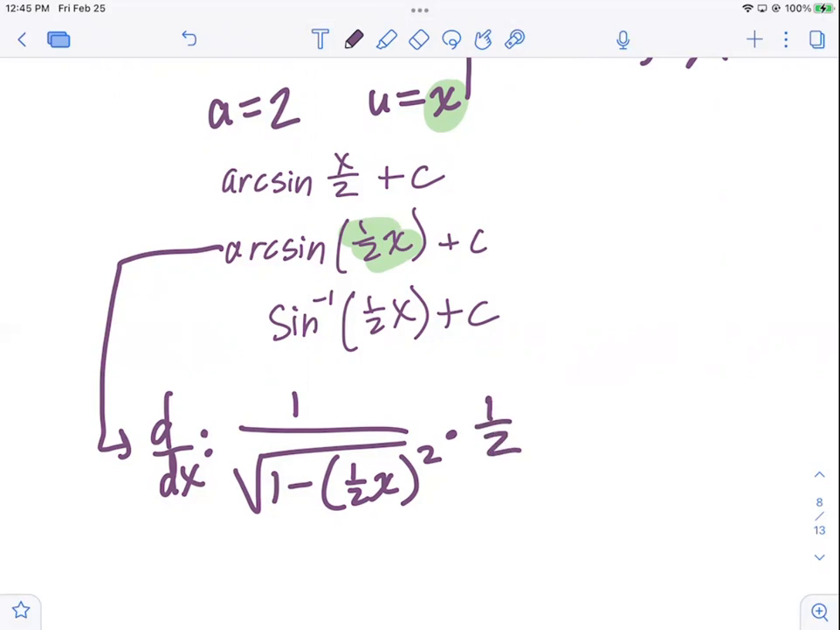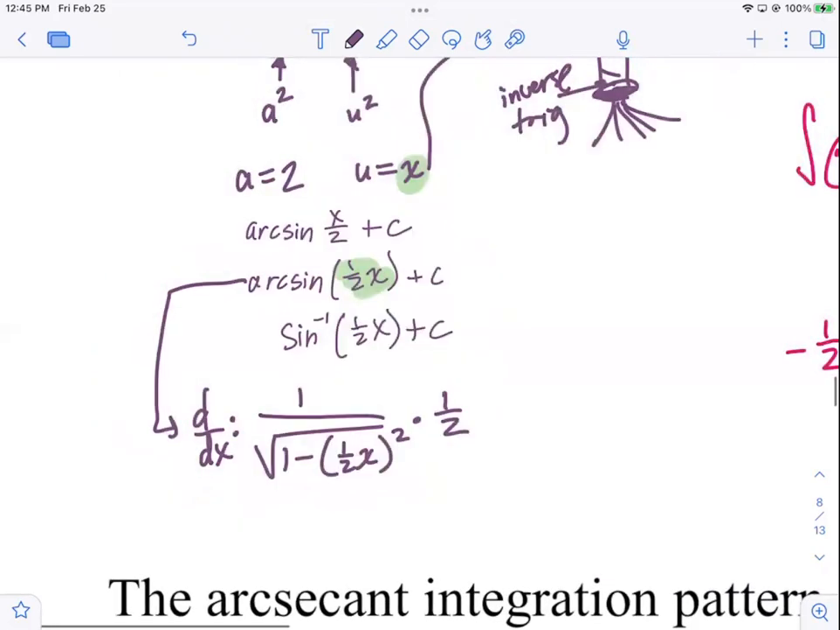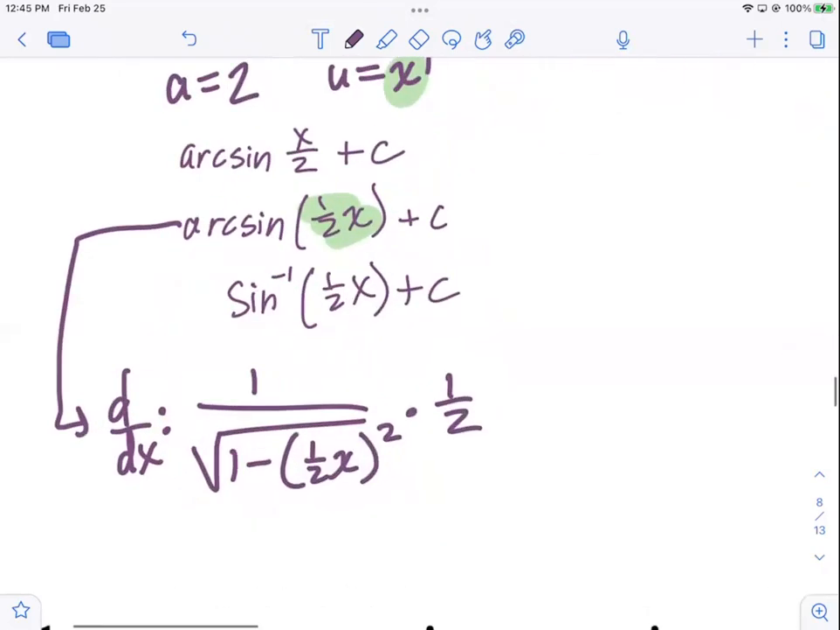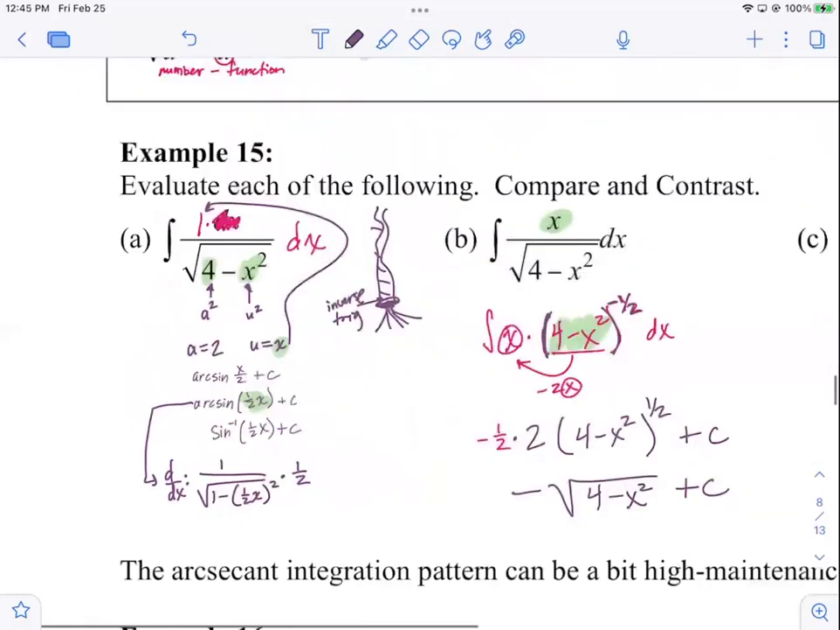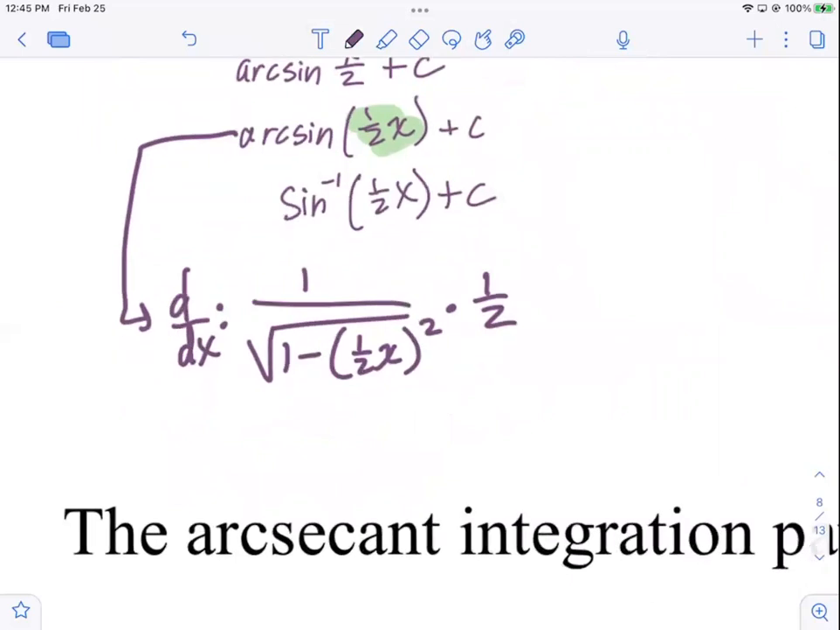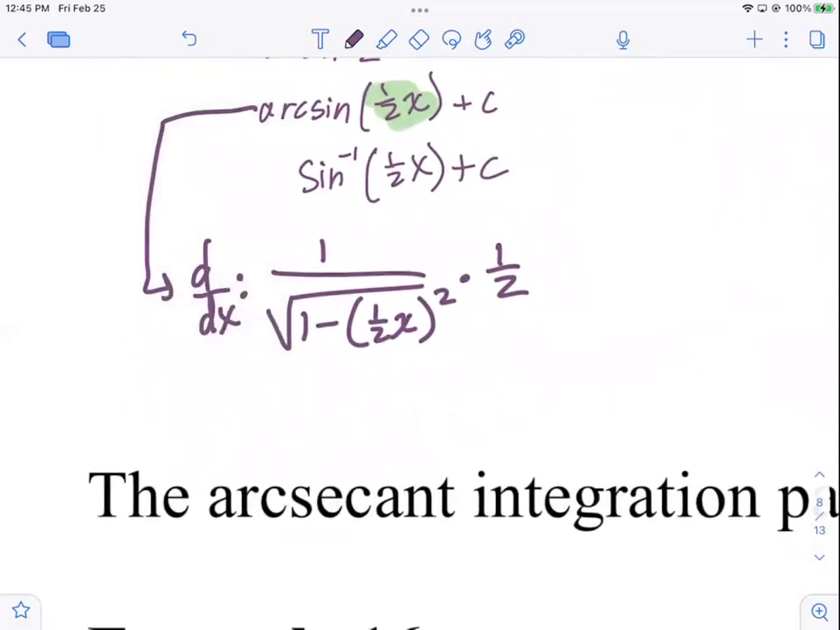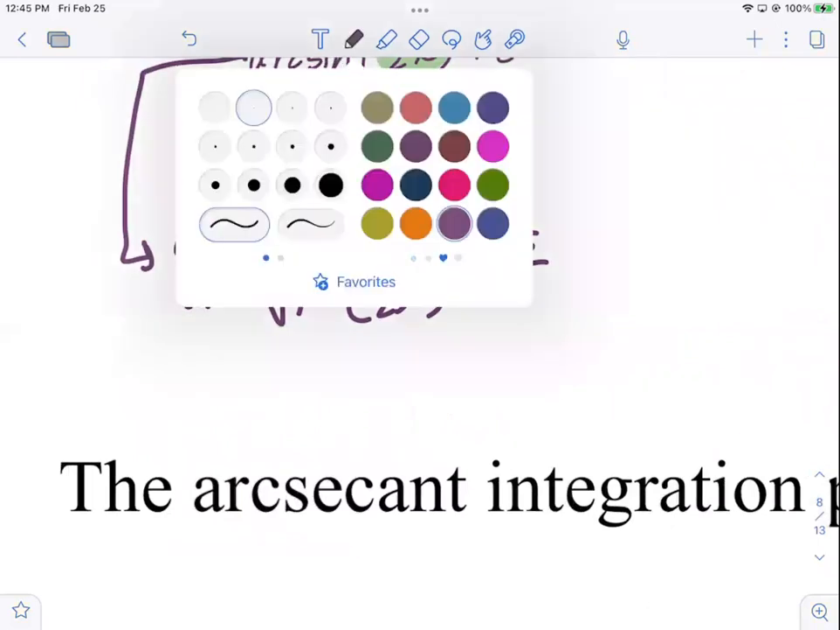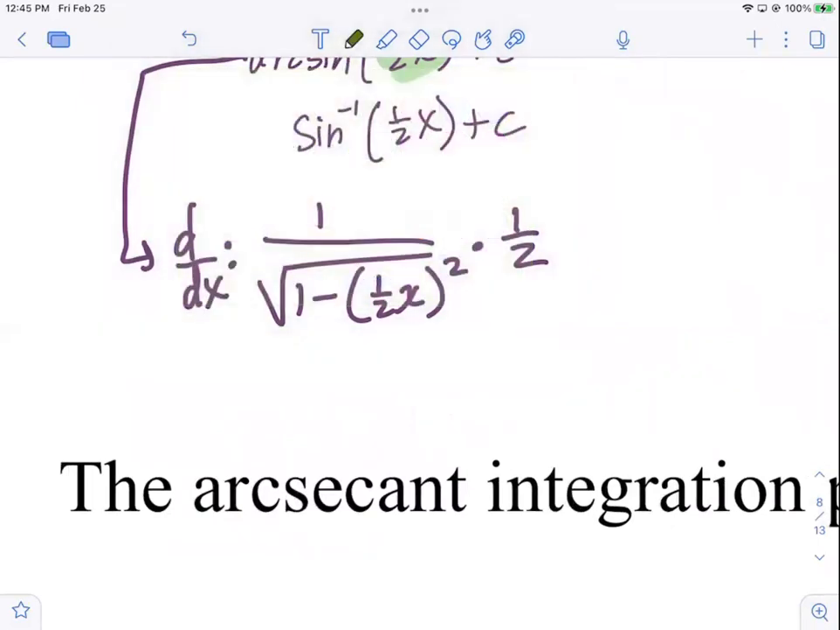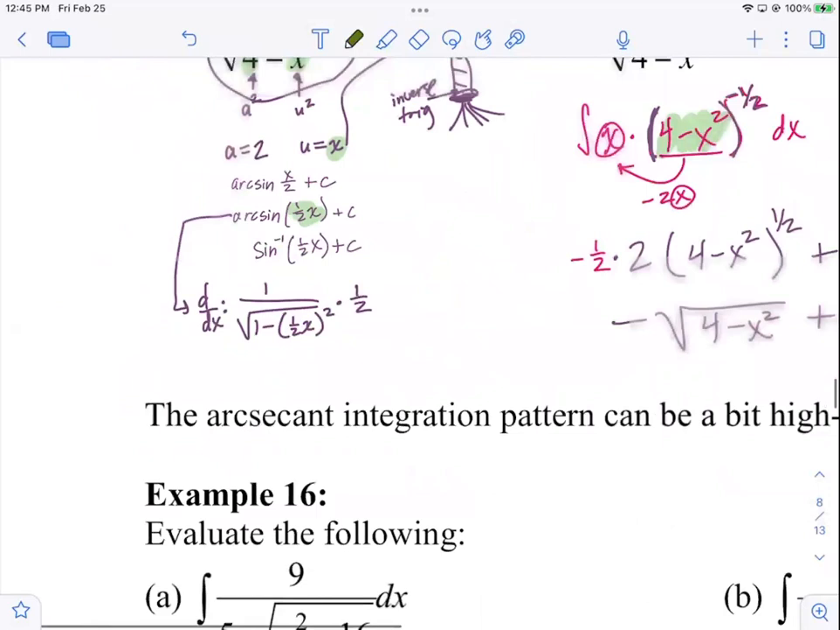1/2. Now, we're saying if this is the correct antiderivative, then this derivative should equal our original integrand of 1 over the square root of 4 minus X squared. It doesn't look anything like that, does it? So here's where the algebra comes in. We're going to be doing the algebra move going forward, which is hard enough.